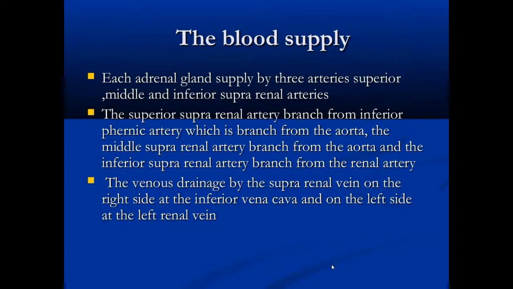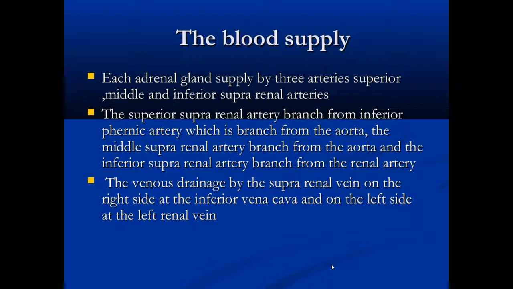Blood supply: each adrenal gland is supplied by three arteries, the superior, middle and inferior suprarenal arteries. The superior suprarenal artery is a branch of the inferior phrenic artery. The middle suprarenal artery is a branch of the aorta, and the inferior suprarenal artery is a branch of the renal artery.